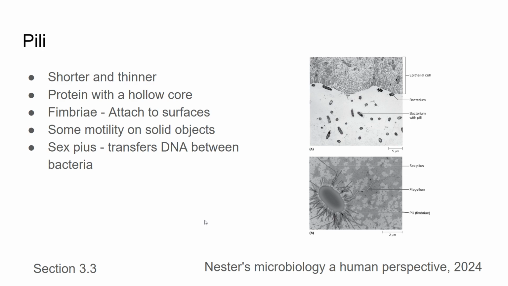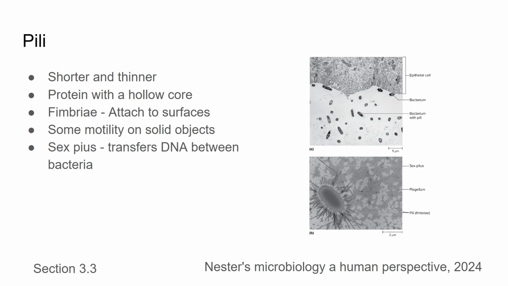The next structure we're going to look at on the outside of a bacteria is something called a pili or pilus. This is much shorter and thinner than a flagella, and this is a protein with a hollow core. Now we have a few different types of pili. So the first one is a fimbriae. This allows it to attach to surfaces. So one example is if a bacteria is giving you diarrhea, that bacteria does not want to be rushed out with the waste. So the fimbriae help the bacteria attach to your intestinal linings.